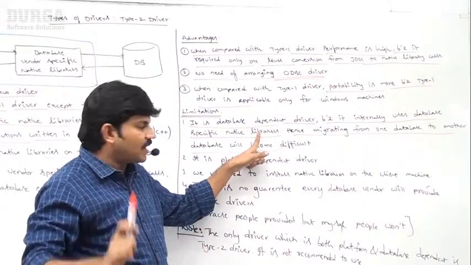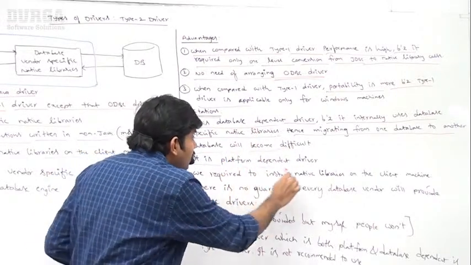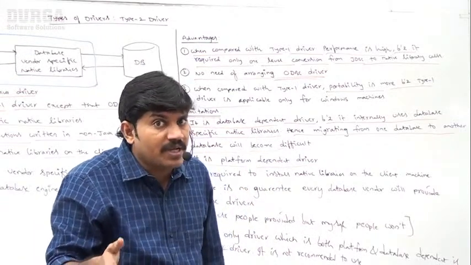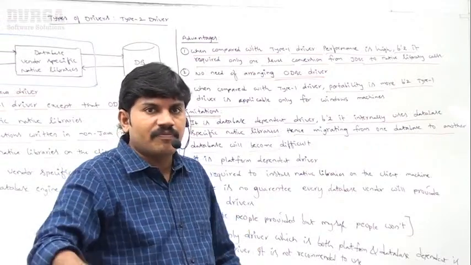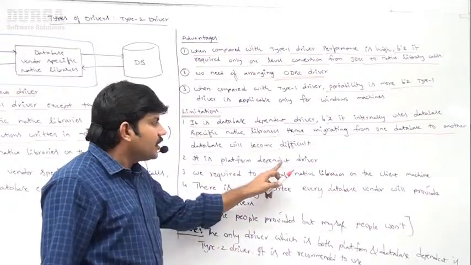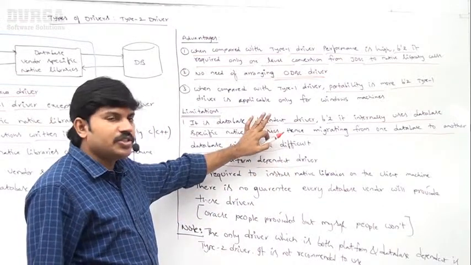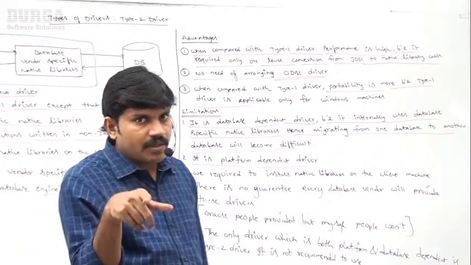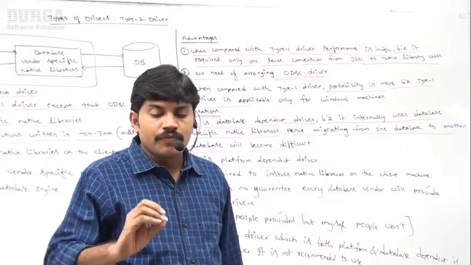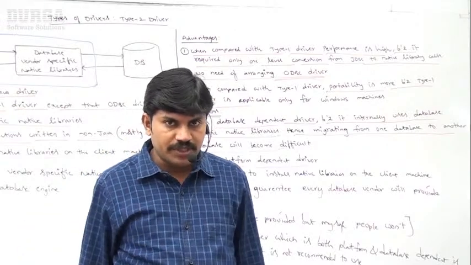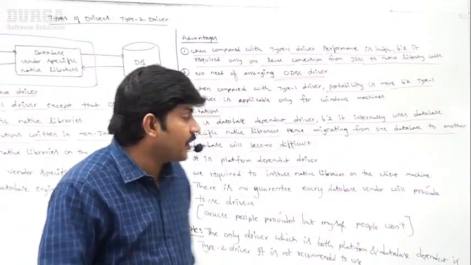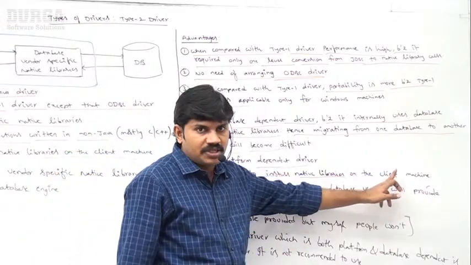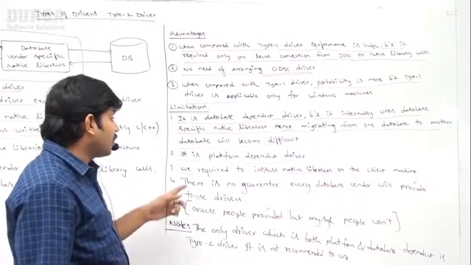Clear for all of it? Next, it is a platform dependent driver, because this driver internally uses what? Native libraries. Native libraries are C or C++, and C or C++ are platform dependent languages. That's why it is a platform dependent driver. Make sure the worst limitation of the type 2 driver is that it is a database dependent, platform dependent driver. If you want to change the platform, the driver has to change. If you want to change the database, the driver needs to change. Next, we require installing native libraries on the client machine, which is a burden.